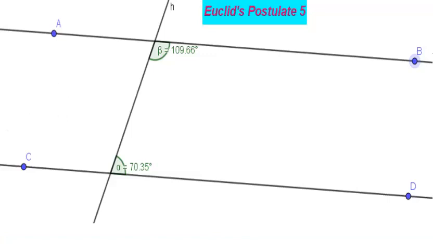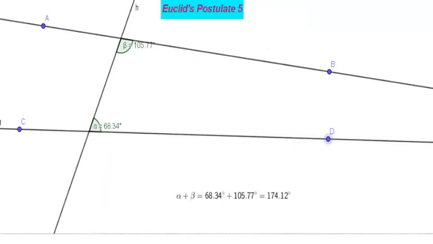Alright, so if you look into Euclid's postulate 5, what it states is that if there is a straight line called H crossing another two straight lines AB and CD, and some of the angles on the same side, in our case alpha and beta, add up to less than 180 degrees or two right angles, then these lines are going to meet at some point on this side only. Right?